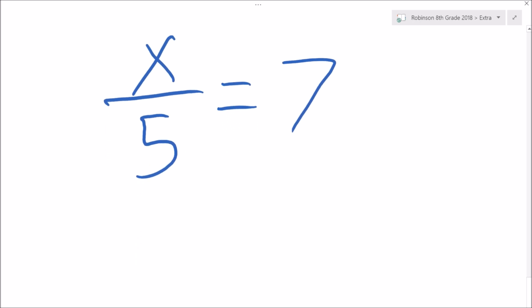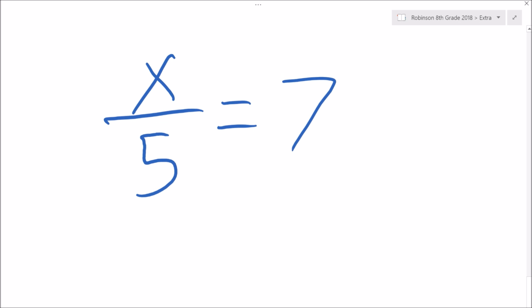The last one is division, which I've written again as a fraction bar, but this could be written as x divided by 5 equals 7. The inverse operation to division is multiplication, but we can also think of this as we're really multiplying by the reciprocal. So if this was a 2/5, we would multiply by a 5 over 2 on both sides.